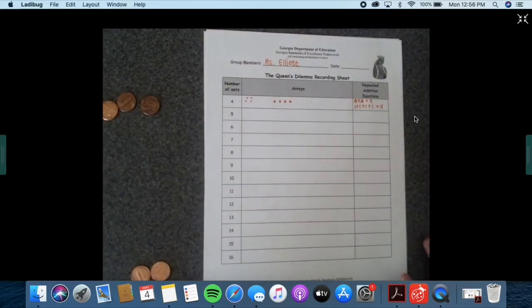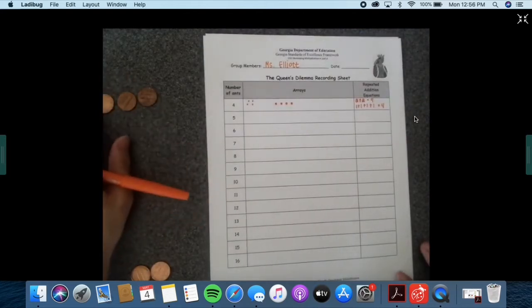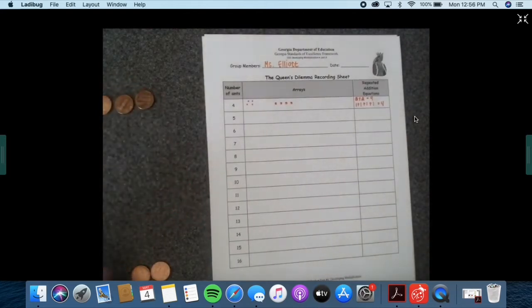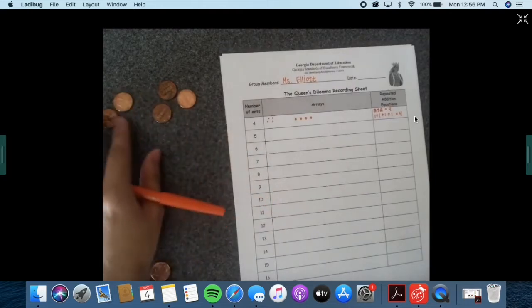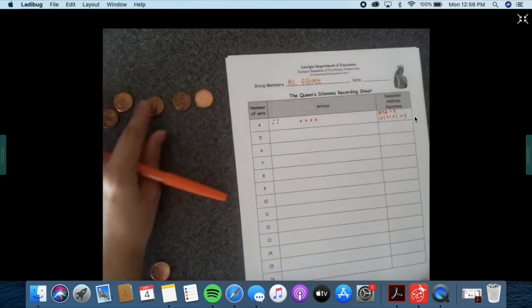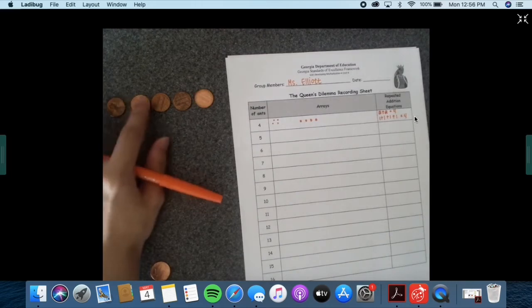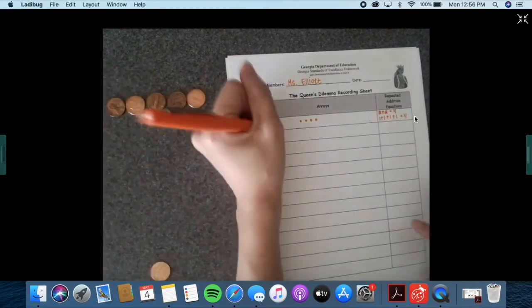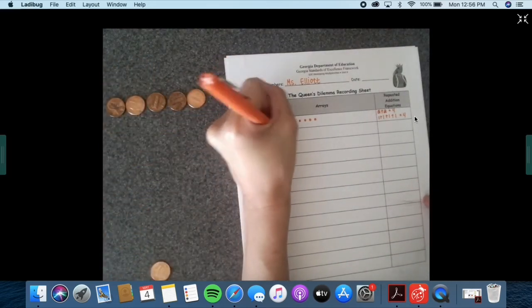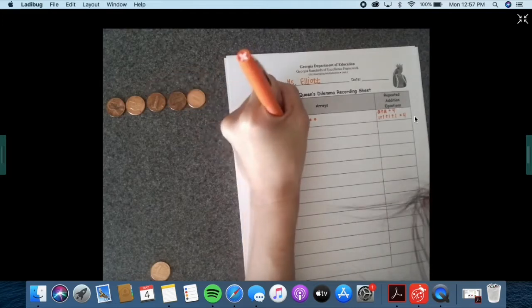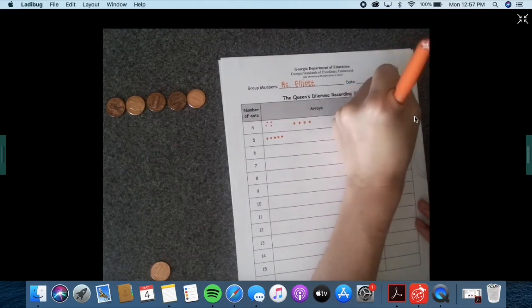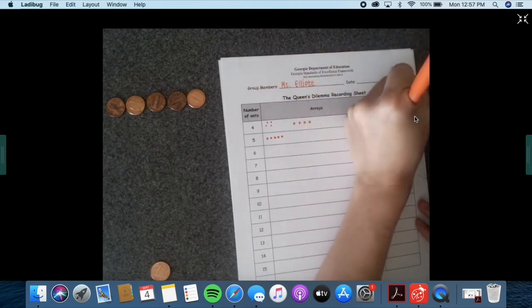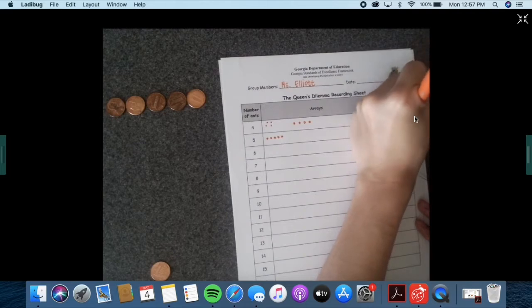So now I need 5. I already have 4, 1, 2, 3, 4 in 1 row. I could add 1 more penny to make 5. Oops, you can't see that. 1, 2, 3, 4, 5. So my array would look like this. 1, 2, 3, 4, 5. And my repeated addition would be 1 plus 1 plus 1 plus 1 plus 1 is equal to 5.